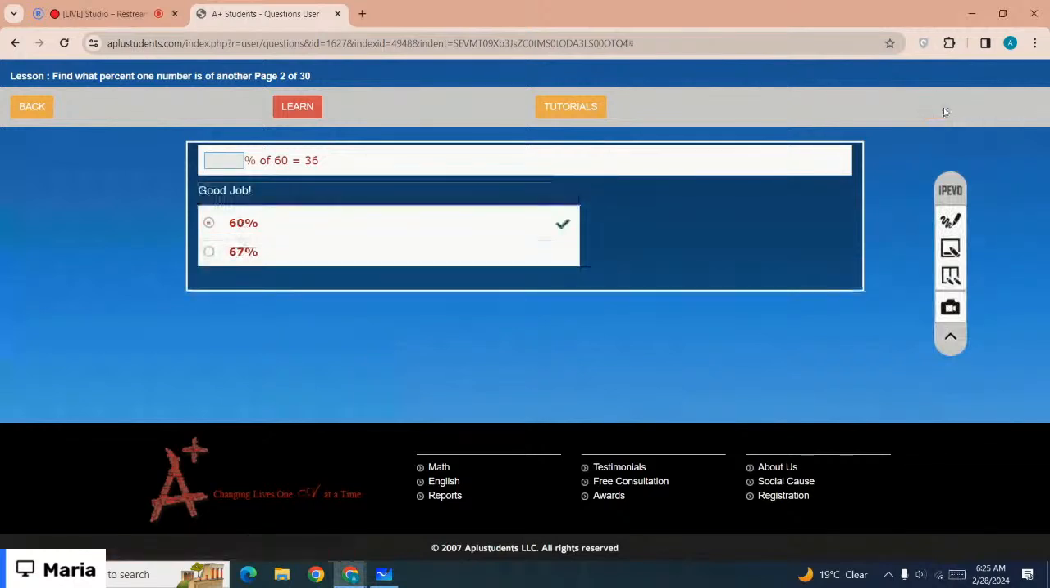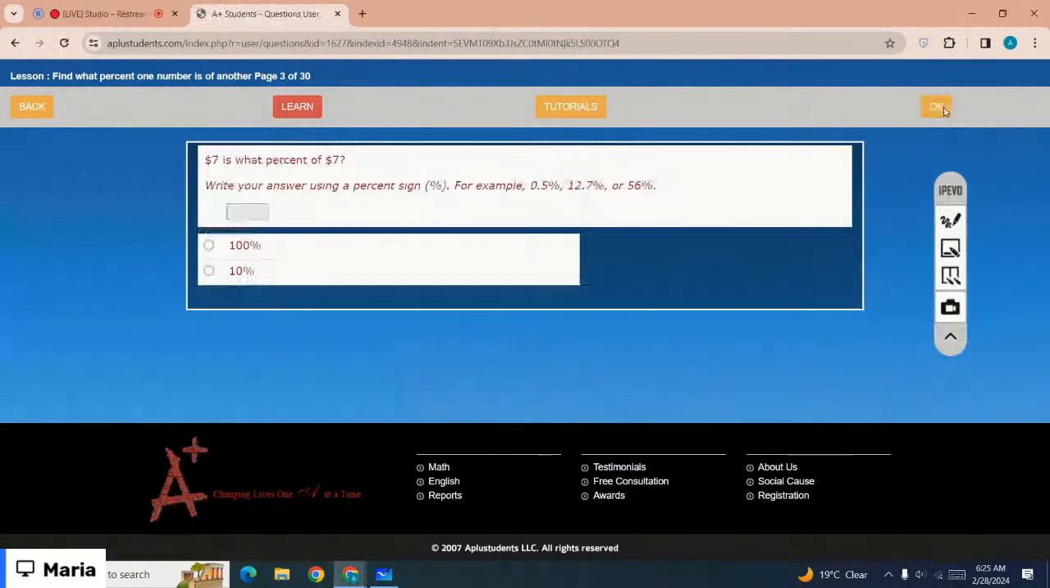Okay, the next one is $7. It is what percent of $7, which is the correct option?